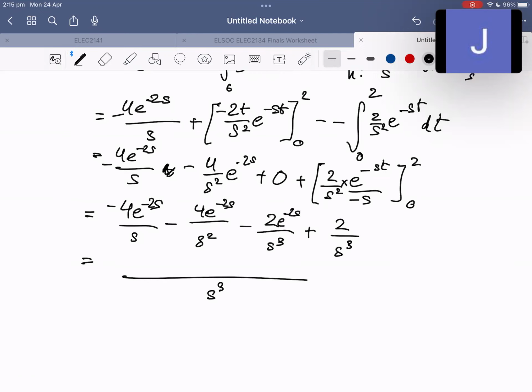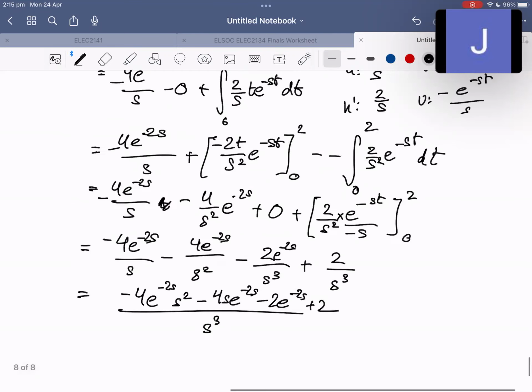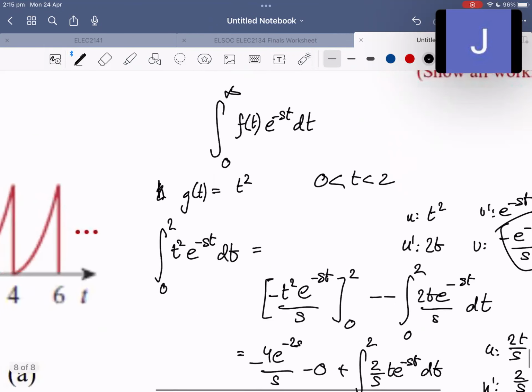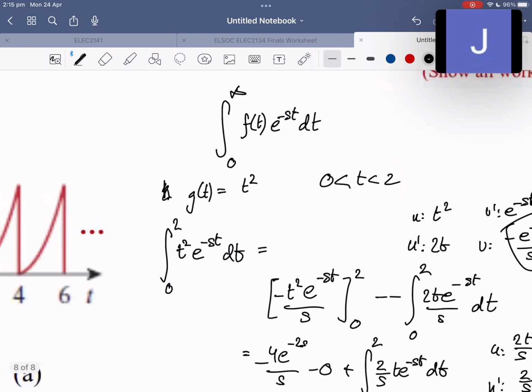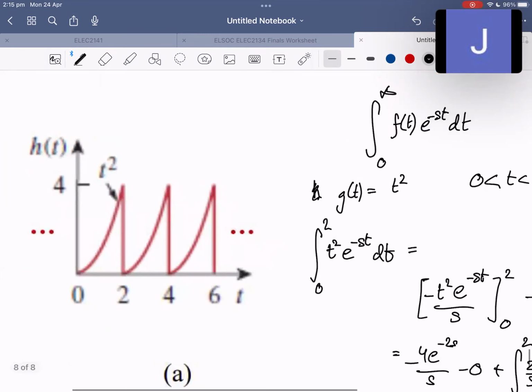Yeah, so minus 4 e to the minus 2s, and then s squared minus 4s e to the minus 2s minus 2 e to the minus 2s, and then plus 2 at the end. Okay, so let me just recap. We've just evaluated the integral between 0 and 2 of t squared e to the minus st, which is the Laplace transform of just this function, right?